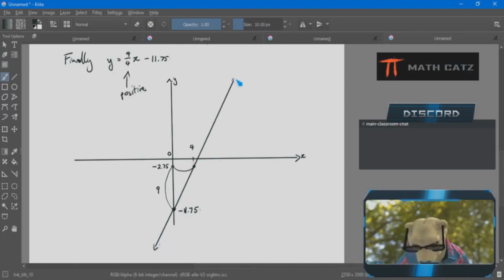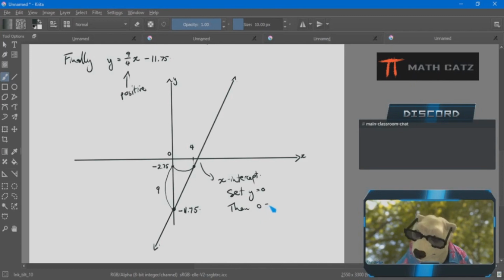Now in this case, that doesn't give me the x-intercept perfectly. Maybe I want to find the x-intercept. I'll do that in the old-fashioned way. Set y equal to 0. Then I get something not completely pleasant, but it can be done regardless. So x is going to be, move the 11.75 over, divide by 9/4.